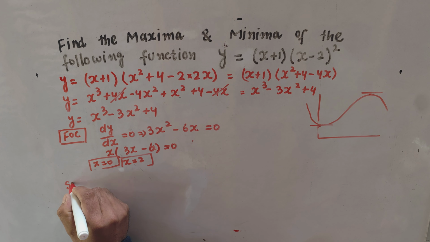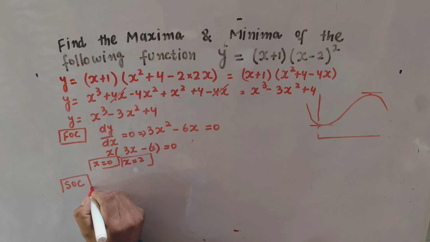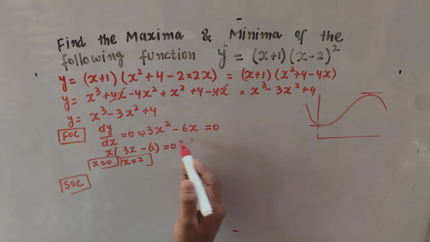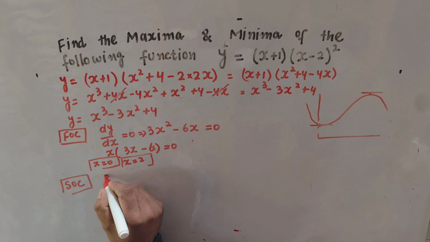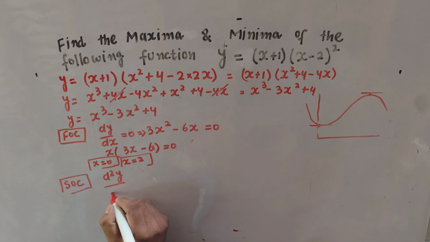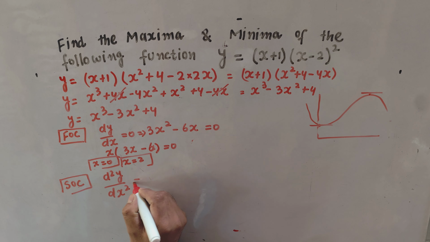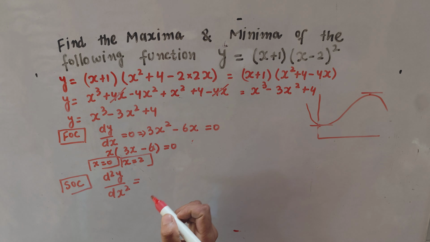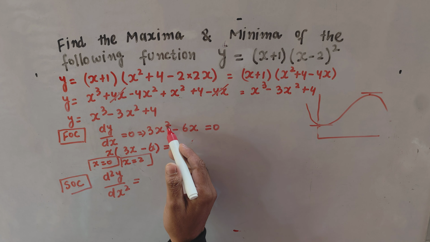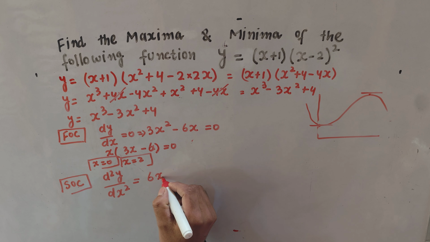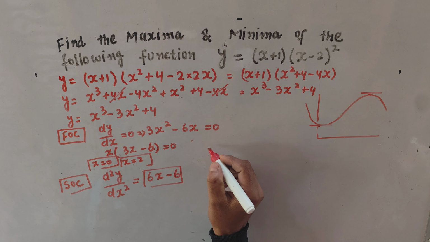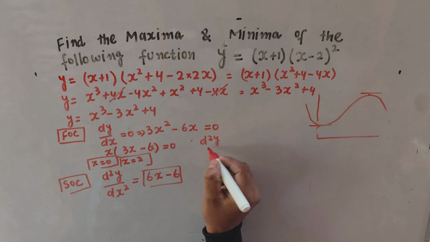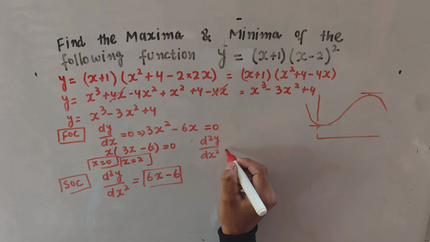Now the second order condition is that we take the second derivative and evaluate it at these critical points. So now let's find out d square y upon dx square. That means we take the derivative of this function again, which gives us the second derivative. The derivative of x square is 2x, so 2 into 3 is 6x, 6x minus 6. This is our second derivative. Now we need to evaluate d square y upon dx square at the critical points.